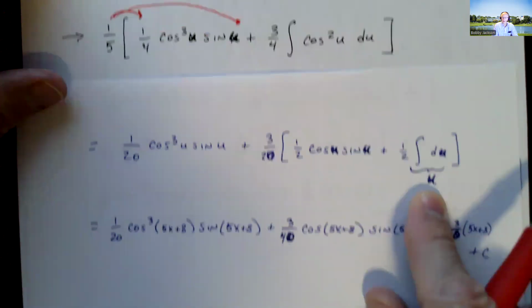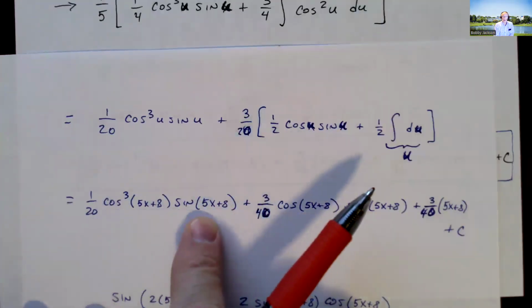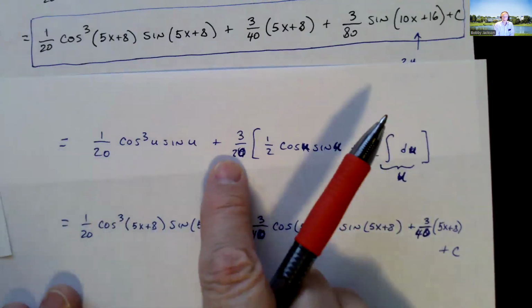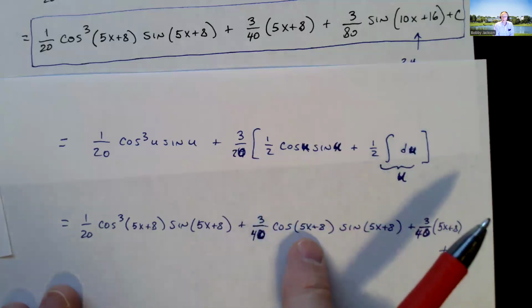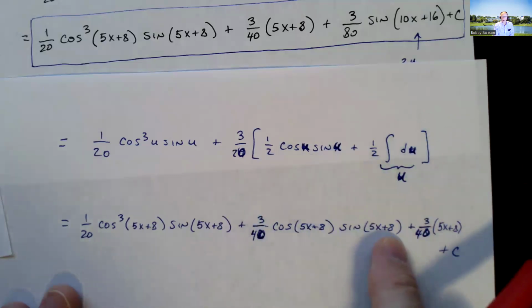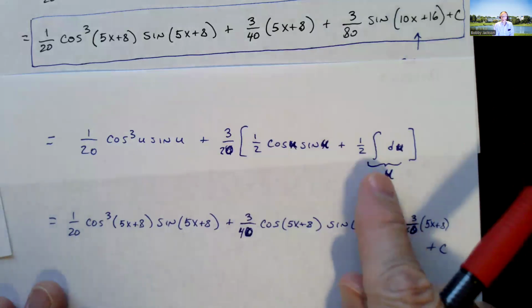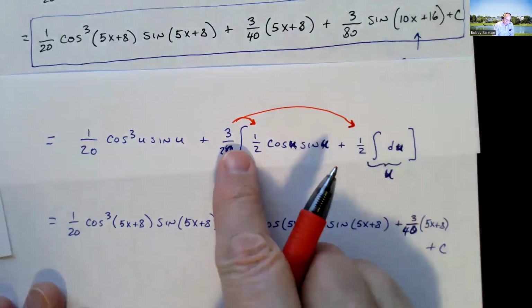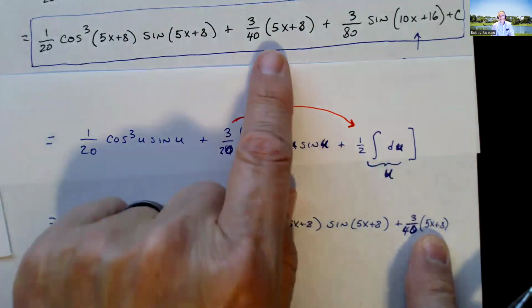Remember, our variable is u. Cleaning this up, going back to our variable, remember u again was 5x plus 8. I'll get this, which is really what we had last time. Plus 3/20 times a half is 3/40 cosine of 5x plus 8 times sine of 5x plus 8. We'll talk about that, because we don't really see that up here yet, but we'll come back to that. And then here we have a 1/2. Don't forget I have to distribute the 3/20ths through. 3/20 times 1/2 is 3/40 u, which is 5x plus 8. And that's the same thing we have right here.